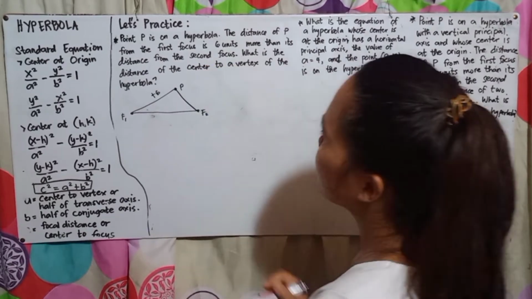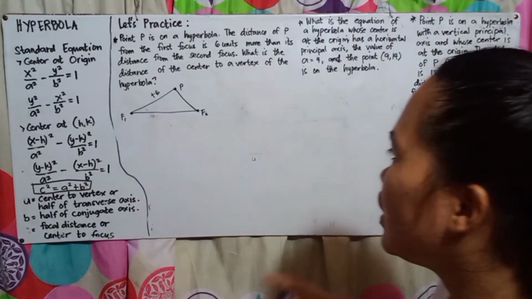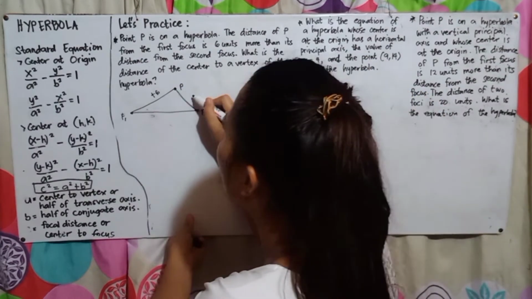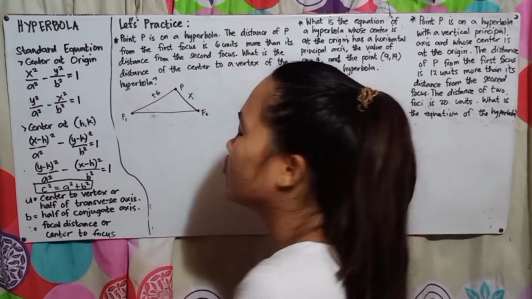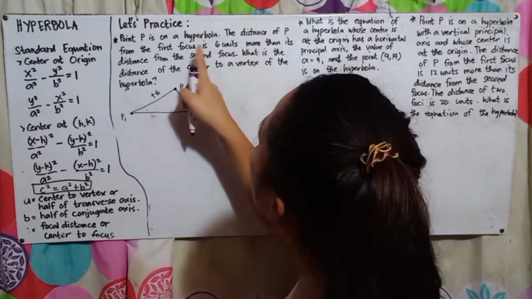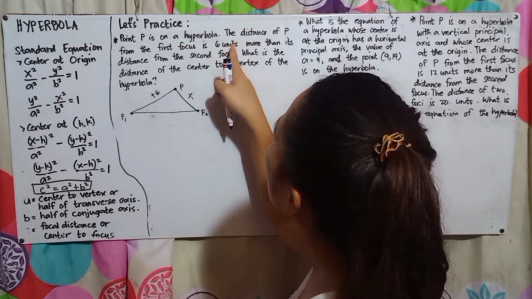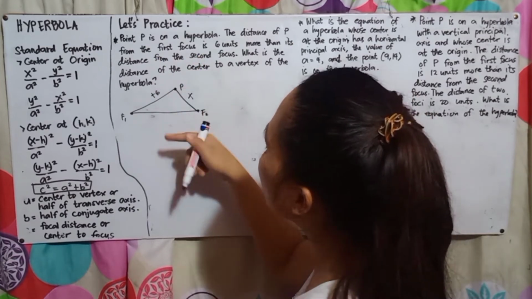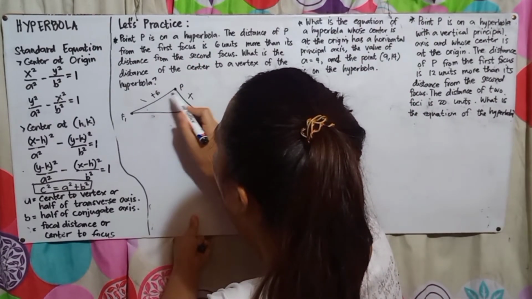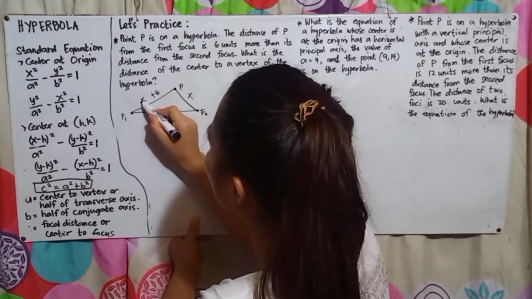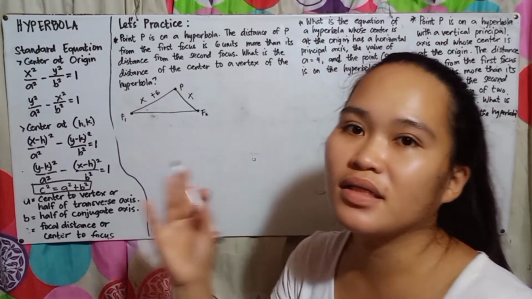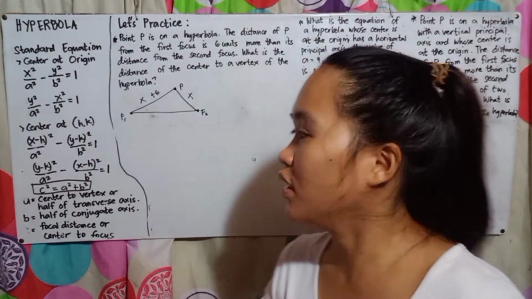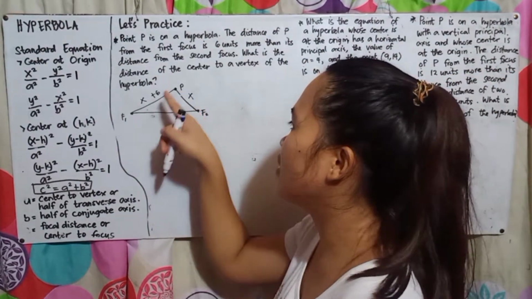Since we have not identified the distance of the point to focus 2, we let it be the variable x. Since the distance from the first focus is 6 units more than its distance from the second focus, if the second is x, then the first is x plus 6, because this distance is greater by 6 units compared to that distance.